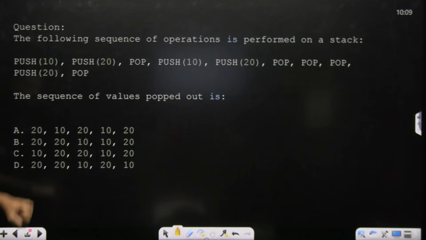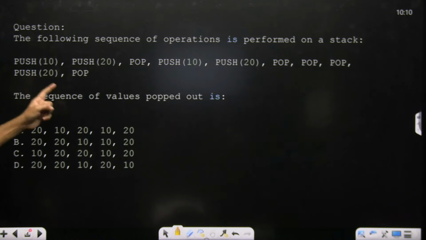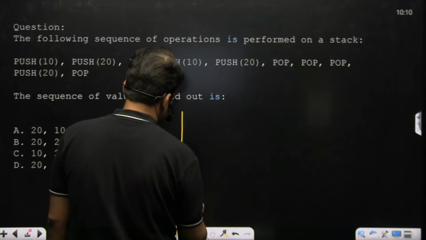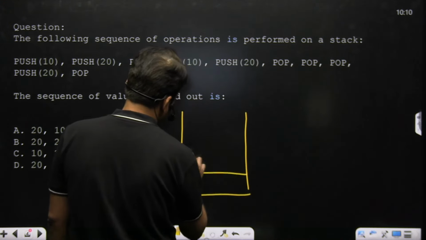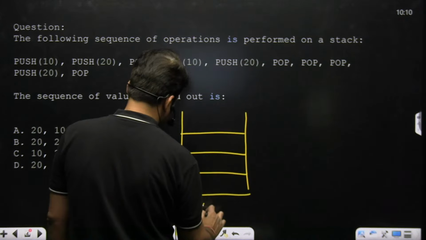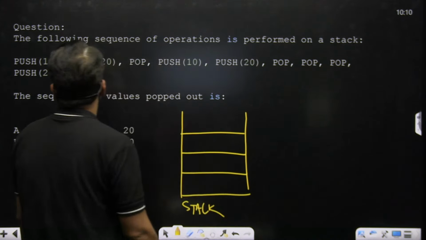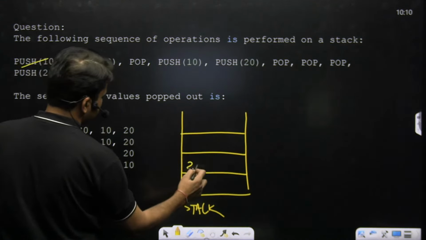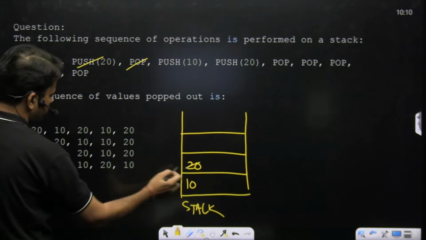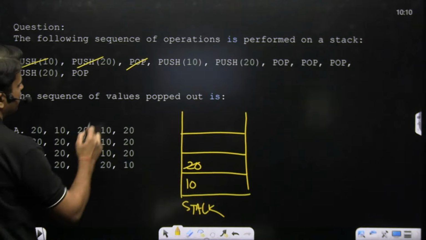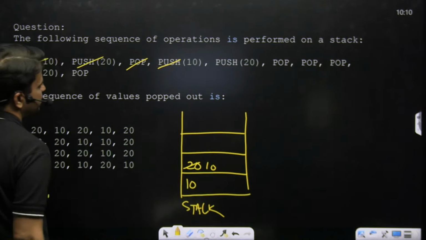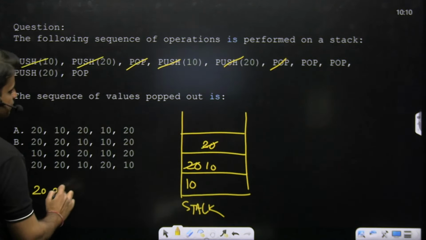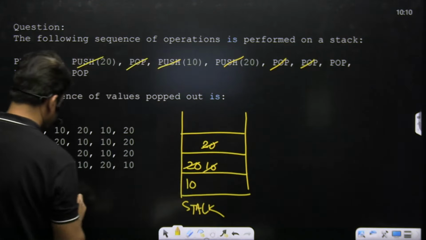So this question is saying the following sequence of operations is performed on a stack, just like this one. The sequence of values popped out. So first this operation is to push 10. So you can push 10 here and then push 20, sir, and then pop. So if you pop first, then pop what, sir? 20. And then push 10. So you push 10 here, then push 20, and then pop bache. So then pop and then pop, student. So this is pop.